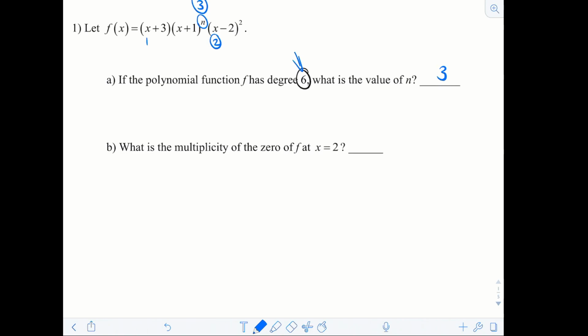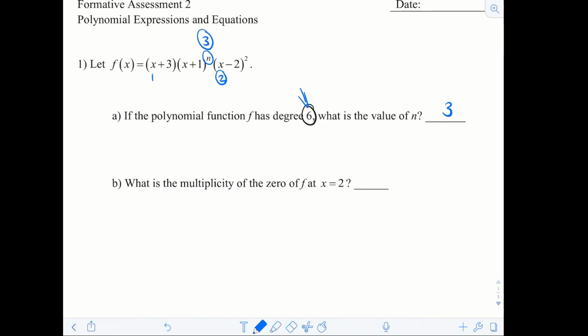So what is the multiplicity of the zeros of f at x is equal to 2? And what we do here is we take a look and we see what the zeros would be for this problem. So x is equal to negative 3 for that first, x is equal to negative 1 for the second, and x is equal to 2 for the third. Now, what it's really saying is how many times is that x equals 2 appearing? And since we have this little squared there, that means it's appearing twice. So we're going to write that as 2.